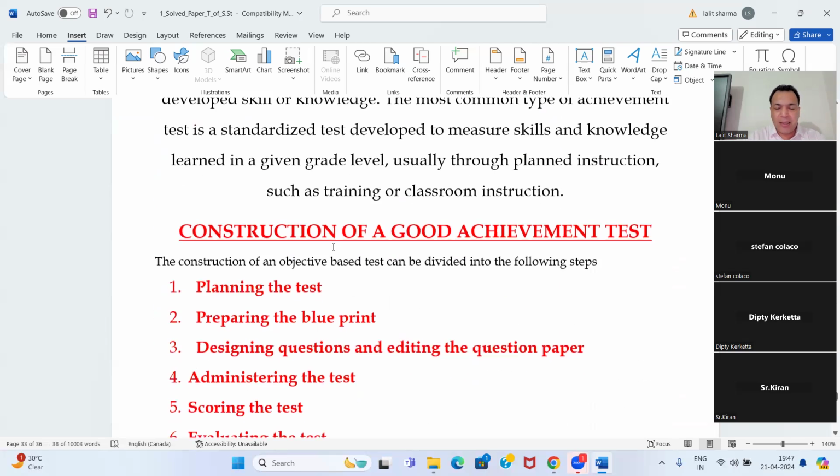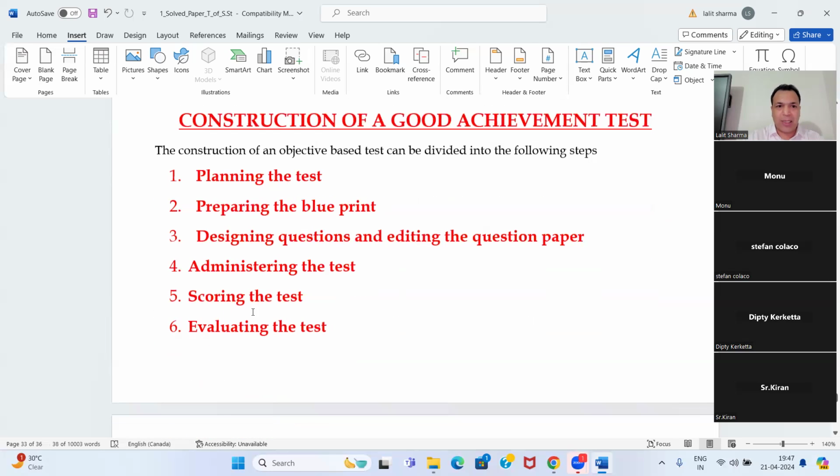देखा ये अचीवमेंट टेस्ट. कंस्ट्रक्शंस क्या है? ये पॉइंट्स है इसके, ये आपको याद रखने हैं हमेशा. प्लानिंग द टेस्ट, प्रिपेयरिंग द ब्लूप्रिंट, डिजाइनिंग क्वेश्चंस एंड एडिटिंग द क्वेश्चंस, एडमिनिस्ट्रिंग द टेस्ट, स्कोरिंग द टेस्ट और इवैल्यूएटिंग. ये देखो, वो इवैल्यूएशंस वही वाला स्टेप्स आ गया ना, सोर्स मेथड वाला, राइट? और उससे पहले था डेटा कलेक्ट करना, वो स्कोरिंग आ गया, राइट? और उससे पहले क्या था? टूल सेलेक्ट करना, एडमिनिस्ट्रेटिंग आ गया.